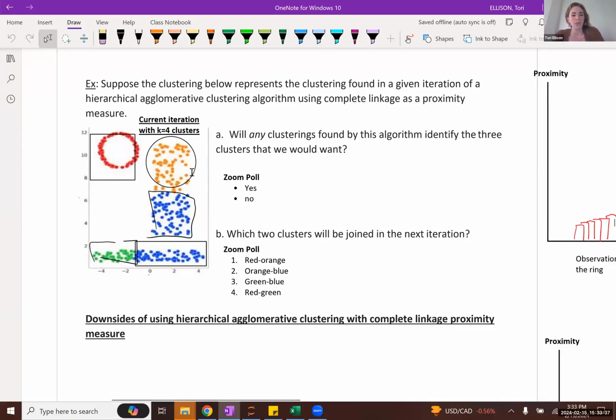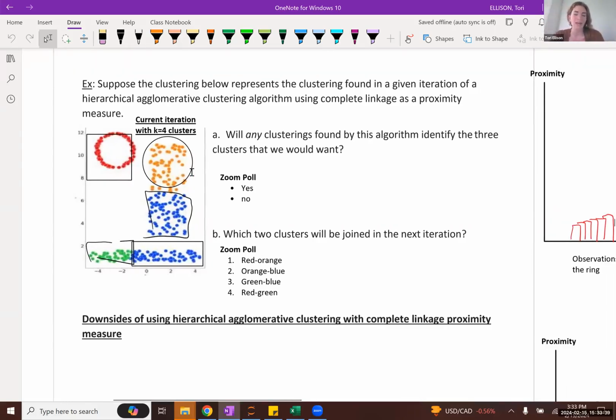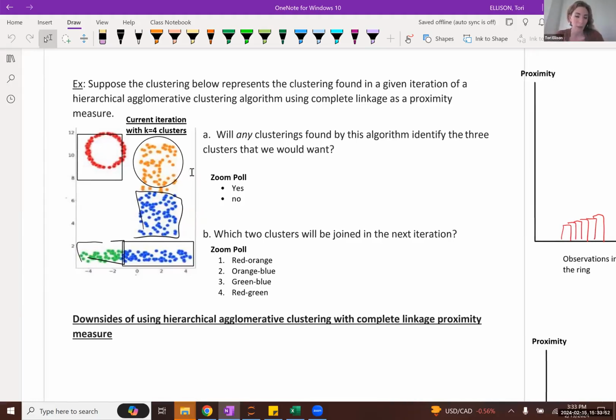So what we're going to do next is talk about two other types of linkage functions. But first, we want to talk about some of the potential pros and cons that we might find when using complete linkage hierarchical agglomerative clustering. So I think what I'd like to do first is open up a quick breakout room.